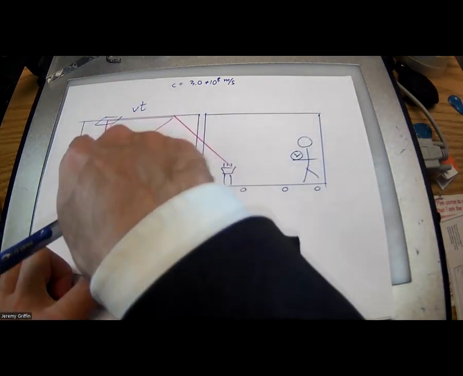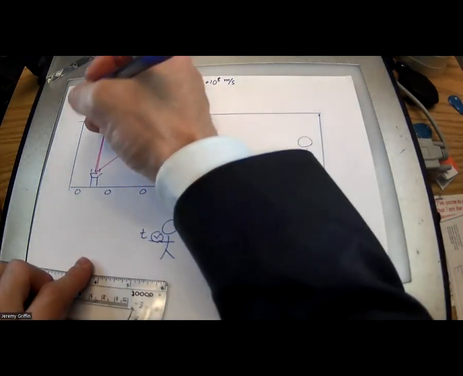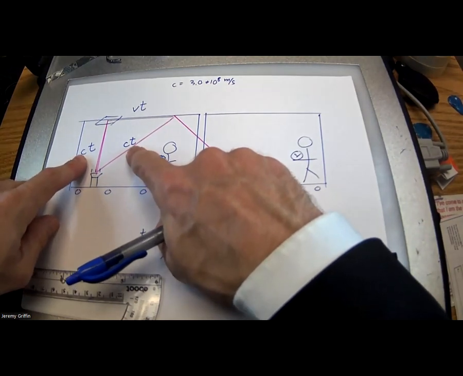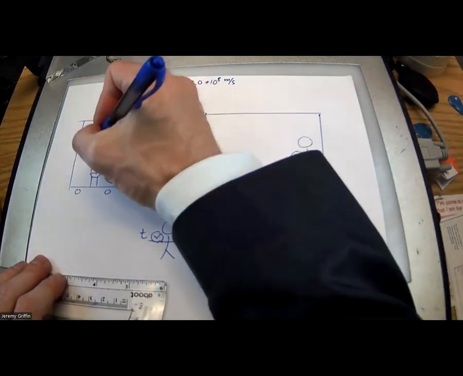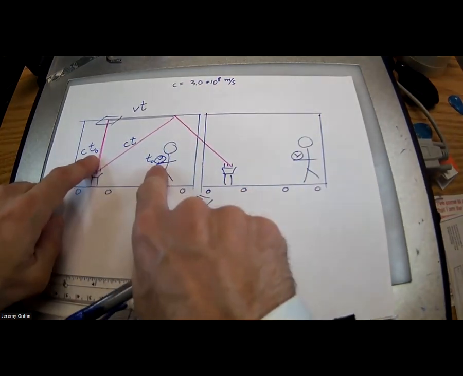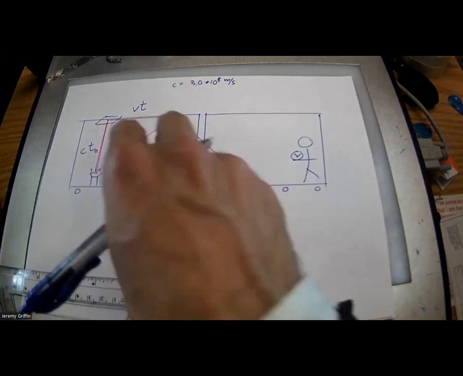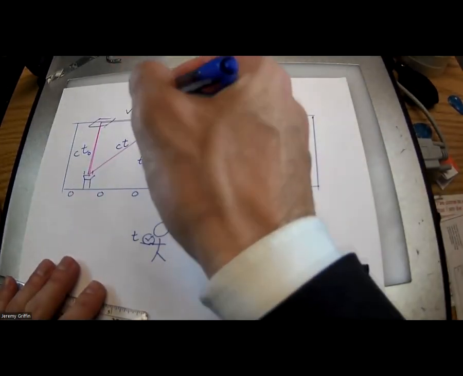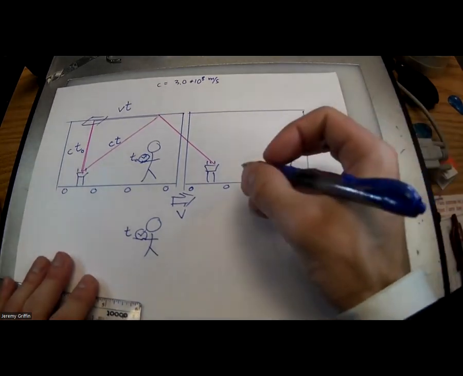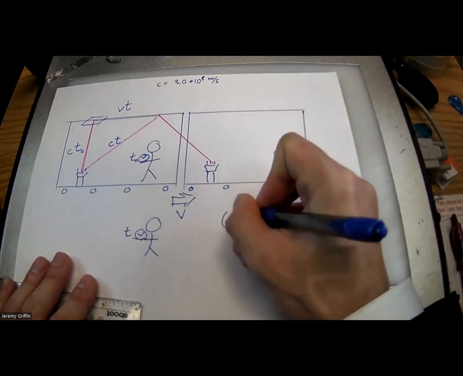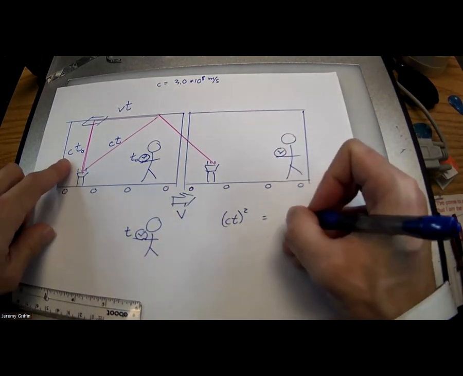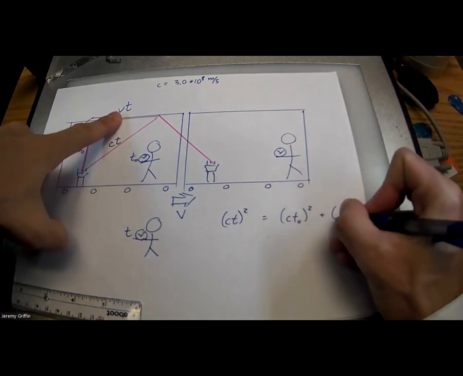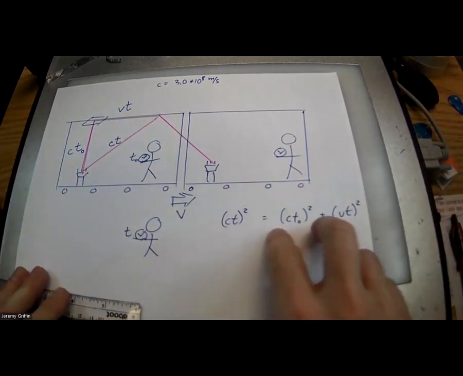But what about the distance straight up to the mirror? Well, that would also be speed of light times time. But this ct and this ct can't be the same thing. I'm going to call it ct naught because that's the inside guy's time. So you guys see the right triangle? Do you think you could use the Pythagorean theorem to relate these three terms? Maybe something like this: (ct) squared is equal to (ct naught) squared plus (vt) squared. Isn't that the Pythagorean theorem?